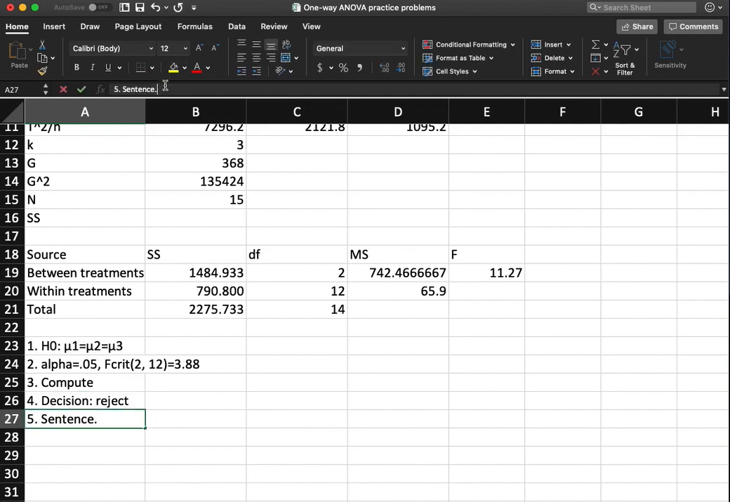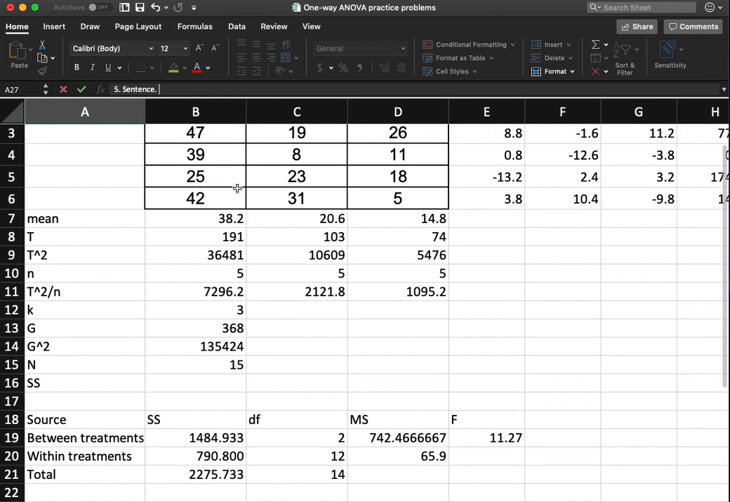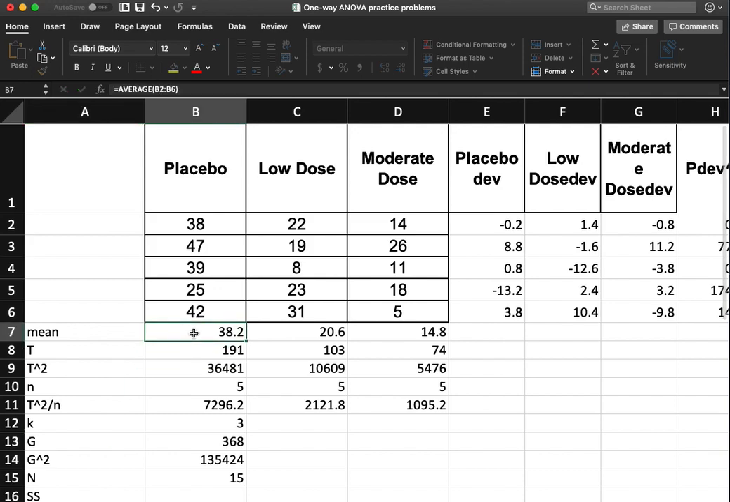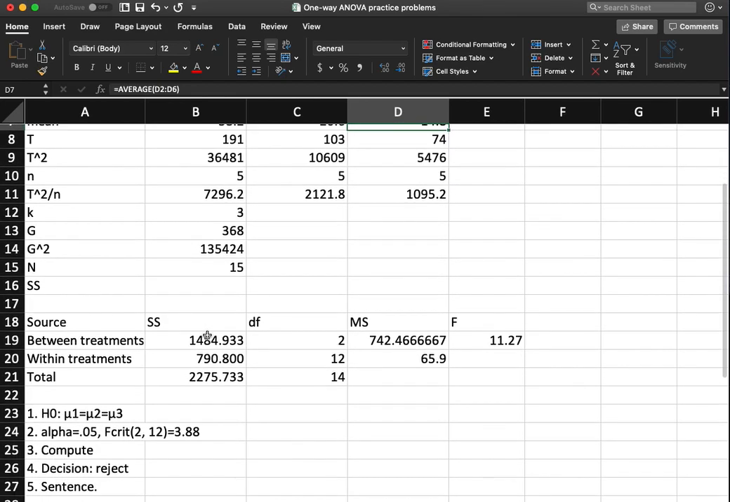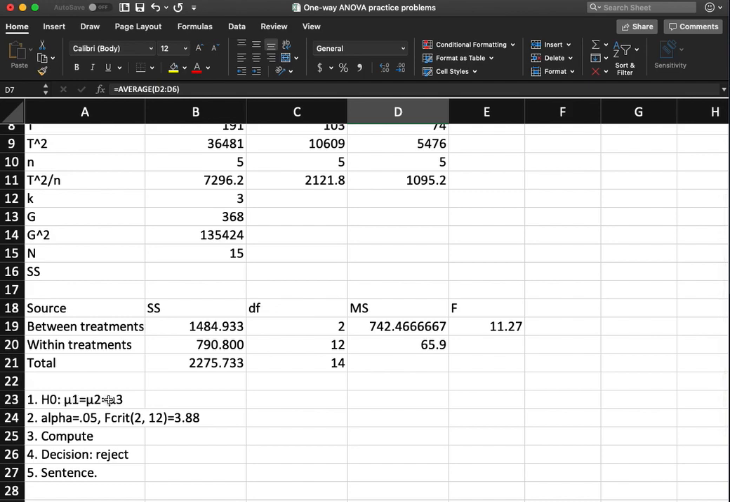Well, we'll get to this in class, but that doesn't mean that people in the placebo group had higher depression scores than people in the moderate dose group. You actually don't know that. All that you know is that the null hypothesis isn't true, that one of these population means is different from at least one other one.